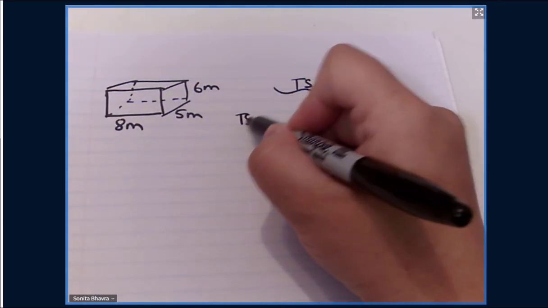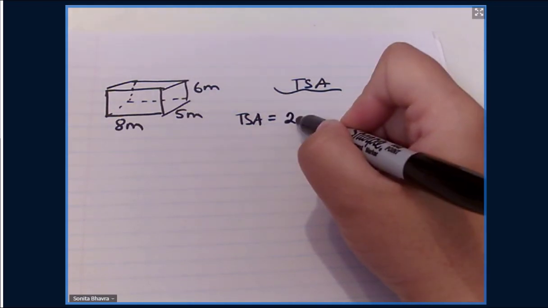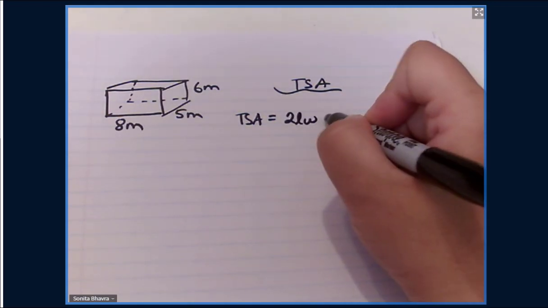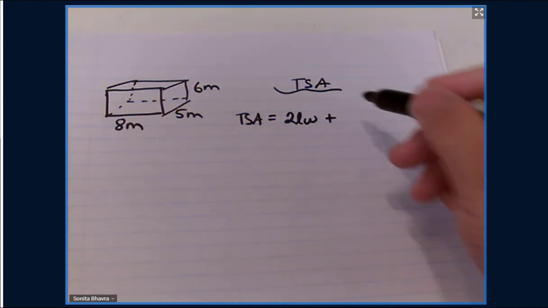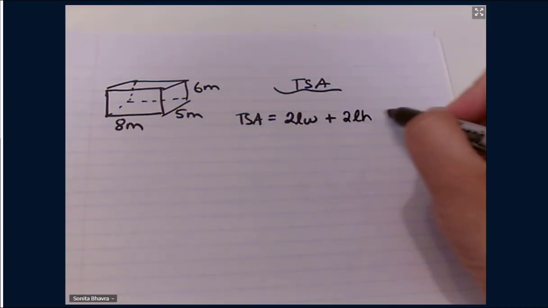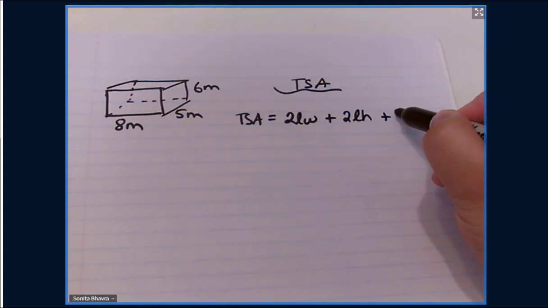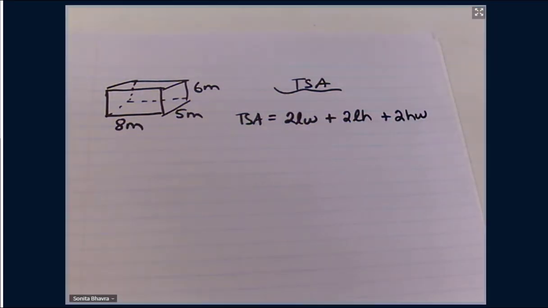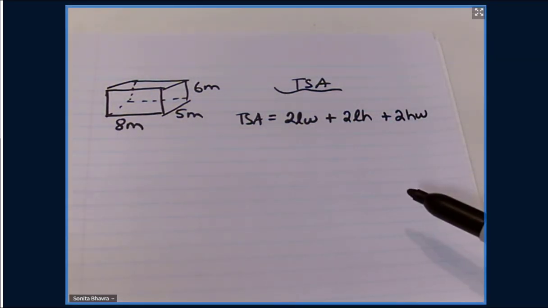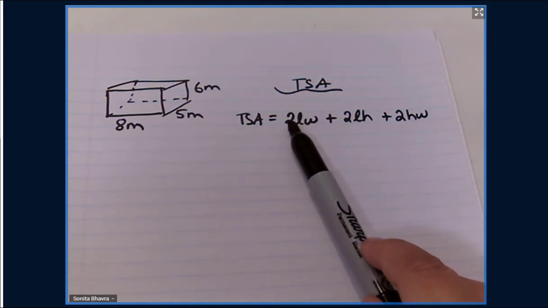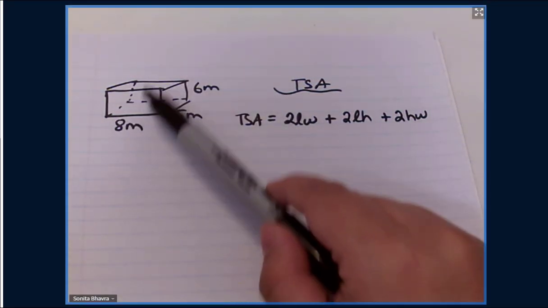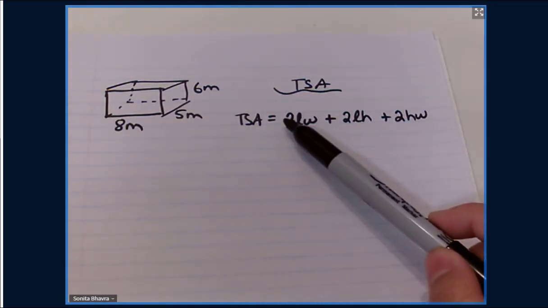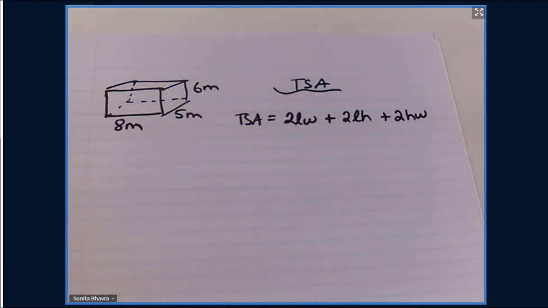So the TSA is equal to 2LW plus 2 length times height plus 2 height W. So total surface area, again, there's two faces, two of these faces, and two top and bottom bases. So 6 faces in total.